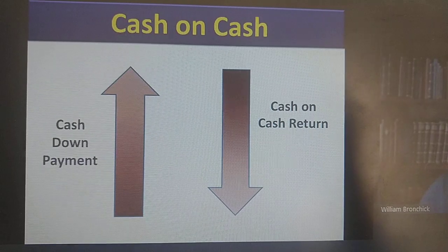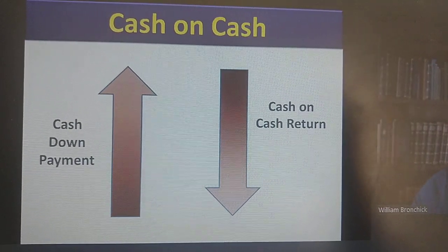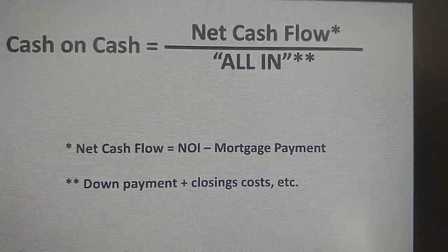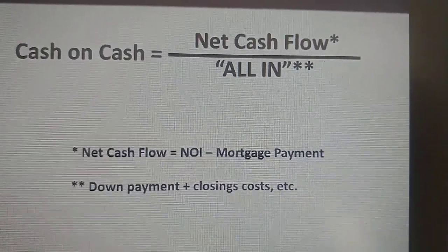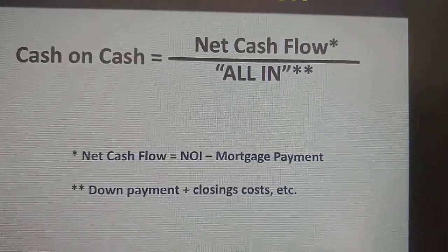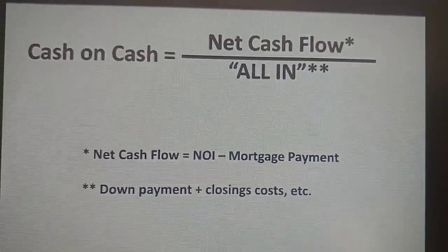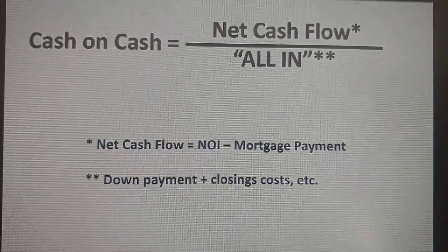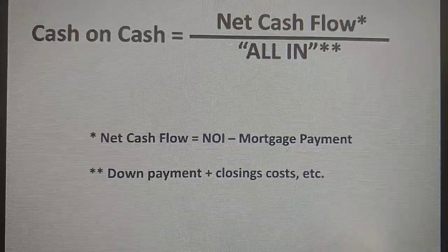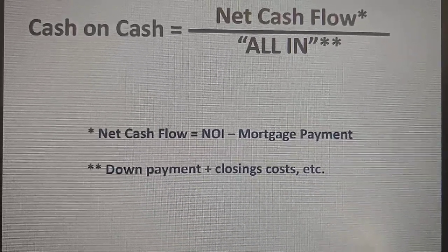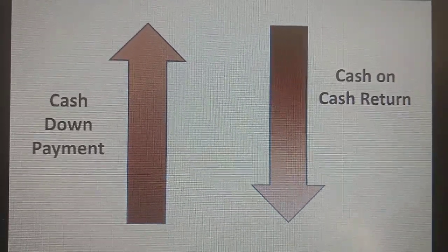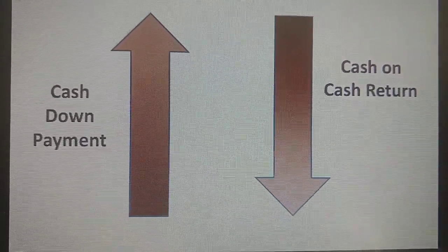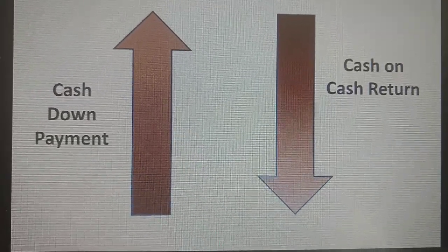As your cash down payment goes up, your cash on cash return goes down. But let's go back to the formula. The all in is the denominator. So the more money you put down and the less you borrow, the more down payment, the smaller your cash on cash, because it's basic math. It's the denominator. The bigger the denominator, the lower the cash on cash. So cash down payment goes up, cash on cash goes down; cash down payment goes down, cash on cash goes up. Works beautifully.